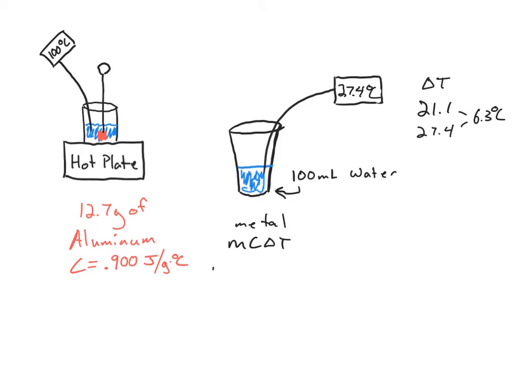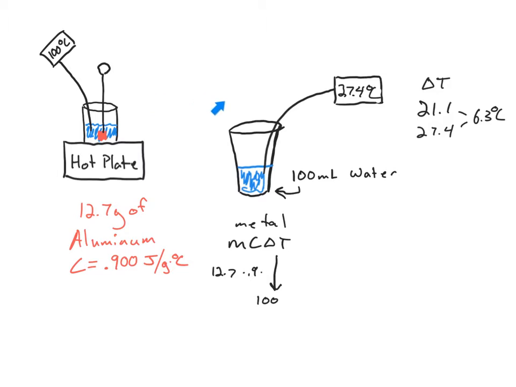The mass of the metal is 12.7. The C is 0.9. And the delta T of the metal, okay, this is a little bit tricky sometimes. The metal went from 100, and where does it end up? Some people are confused by this. It ended up at the same temperature that the water ended up with, right?